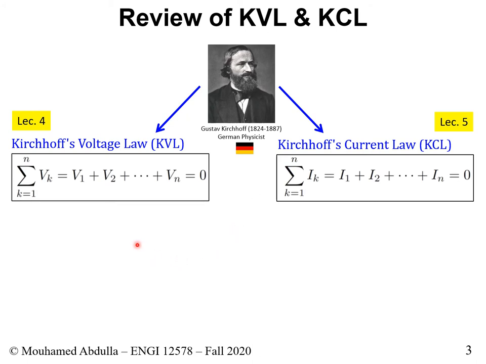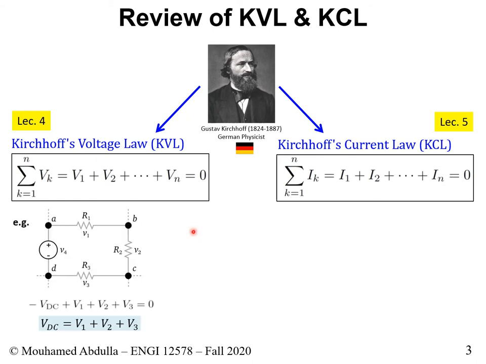So anyways, KVL is really the voltage drop across a loop, and the addition of the voltage drops across a loop should be zero. KCL is really the current that comes to a specific node. Currents that come to a node are positive, currents that leave a node are negative. When you add them together, this should add up to zero.